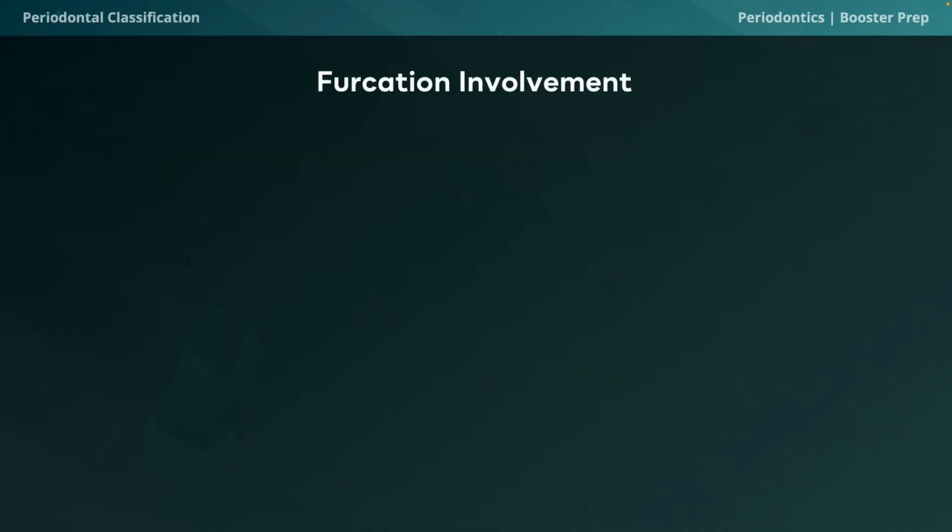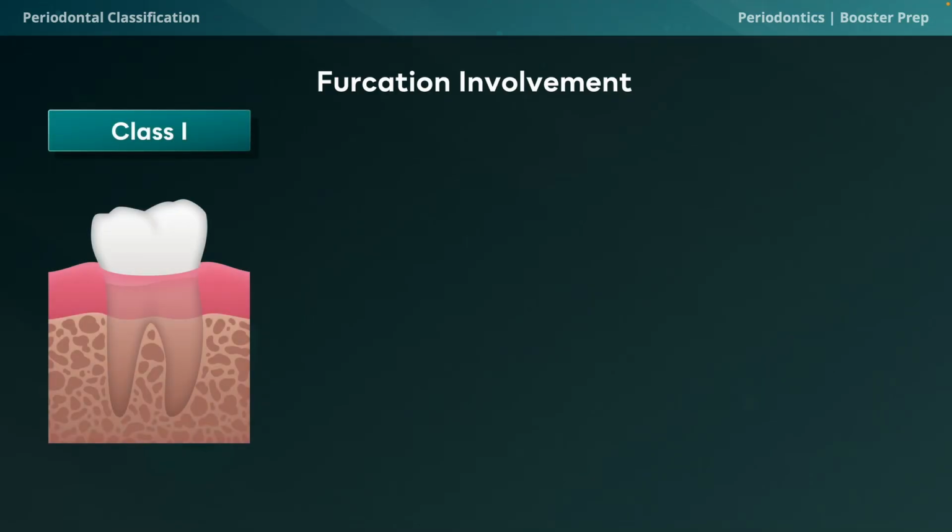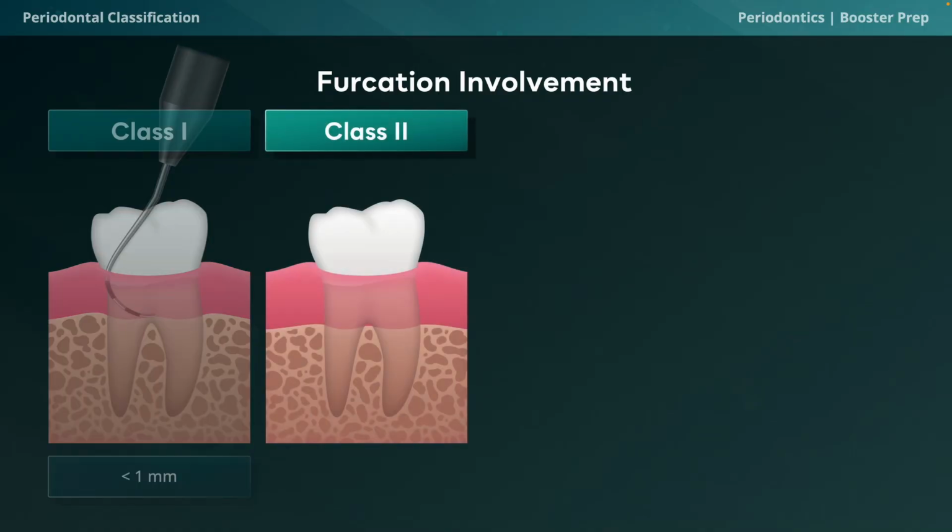Furcation involvements can be further classified based on their clinical presentation and extent. Class 1 refers to the earliest stage of furcation involvement, where the probe penetrates the concavity of the furcation no more than a millimeter. Class 2 occurs when the probe enters the furcation more than a millimeter, but it doesn't pass completely through to the other side, so this indicates partial bone loss within the furcation.